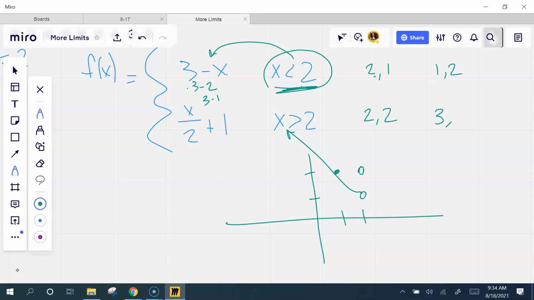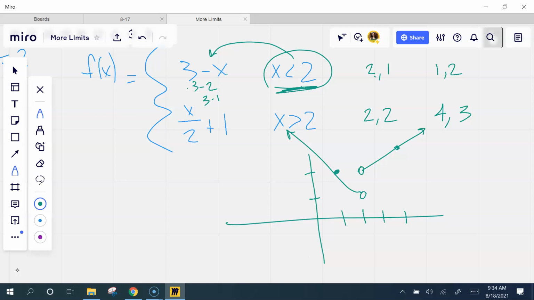I'm going to plug in a number bigger than 2, because it says x needs to be bigger than 2. So I'm going to plug in 4 and get out of my fraction there. 4 over 2 is 2, and 2 plus 1 is 3. All right, so my first question asked me to graph it, done.